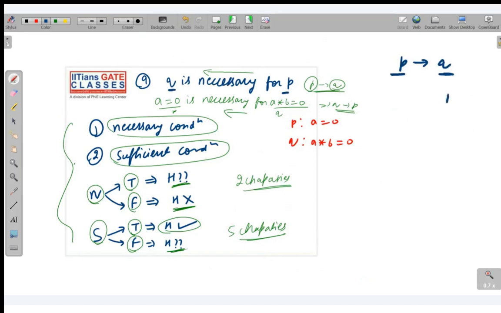Why is Q necessary for P? Because if Q is false, then P must be false. For example, if Q is false, then P can never be true. You can check it out from the truth table.